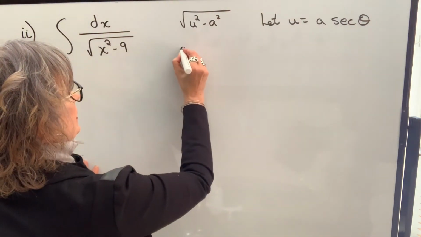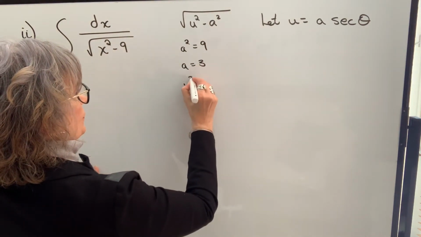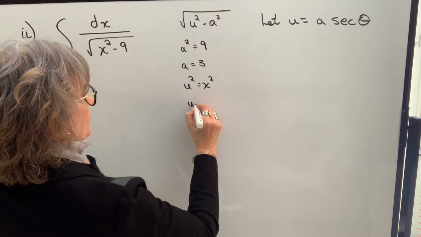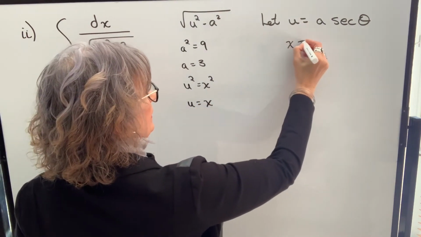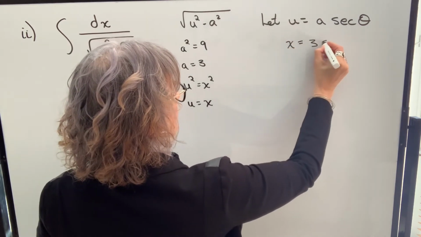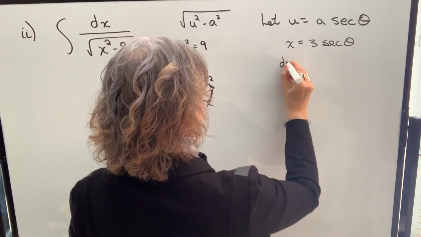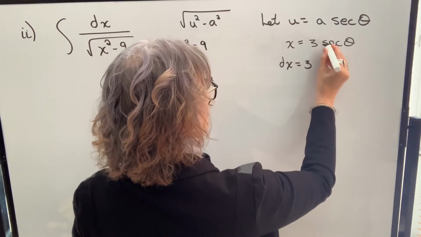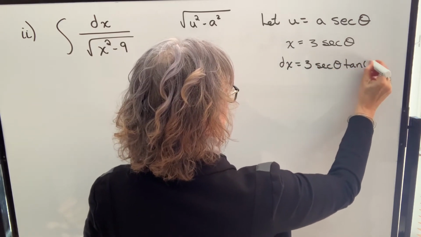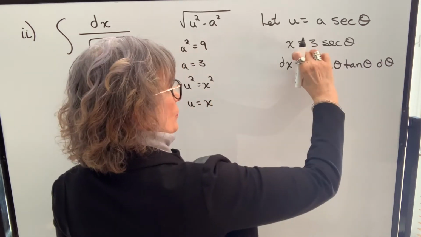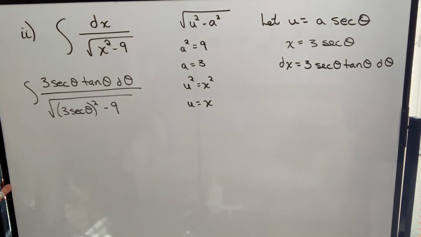So in our example, a squared is equal to 9, so a is equal to 3. U squared is equal to x squared, so u is equal to x. Therefore, I'm going to let u, which is x, equal a, which is 3, times secant theta. I'm going to differentiate that to find dx. So it will be 3 times the derivative of secant theta, which is secant theta tan theta d theta. So I'm going to plug those in for x and dx to get that.